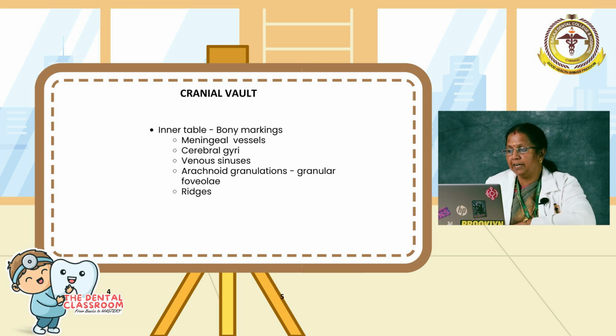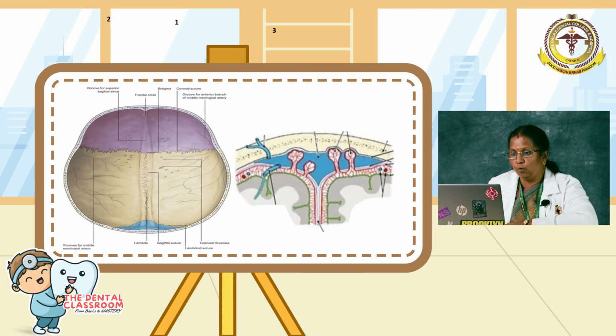Cranial vault. So, what is the cranial vault? The cranial vault is otherwise called the skull cap or calvaria. The inner table, as it is very thin, gives impressions of many structures or bony markings, like meningeal vessels. The meningeal vessels which enter through the foramens supply the meninges, so they give an impression over there. Here in this diagram, you will be able to see the groove for the anterior branch of the middle meningeal artery and the posterior branch of the middle meningeal artery, showing the branches of the meningeal vessels.